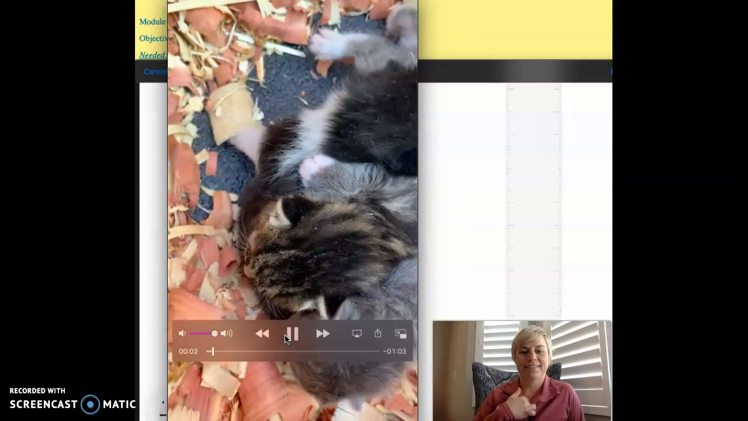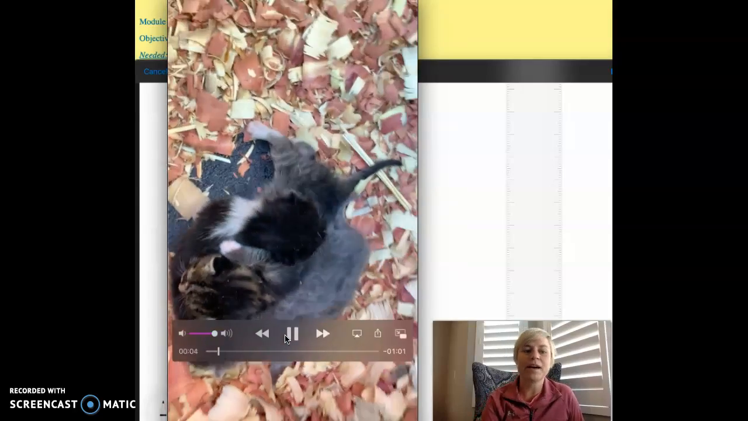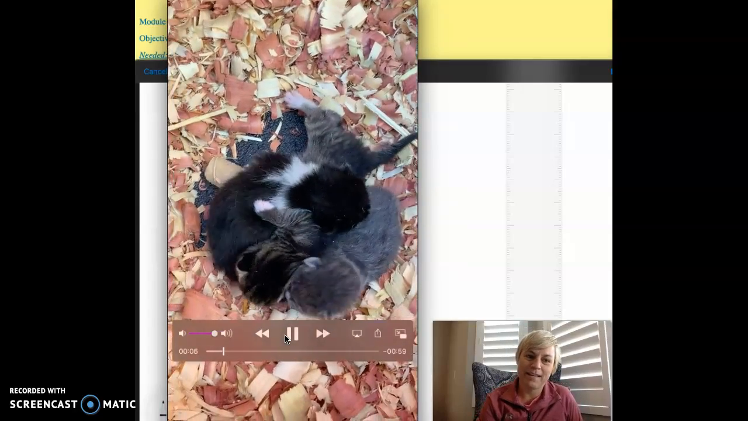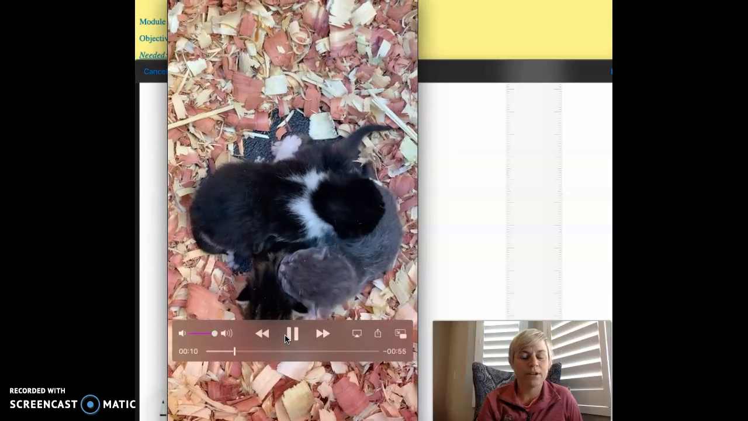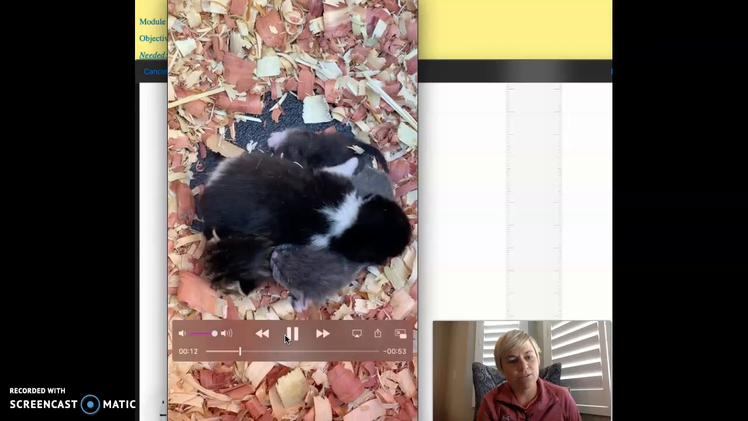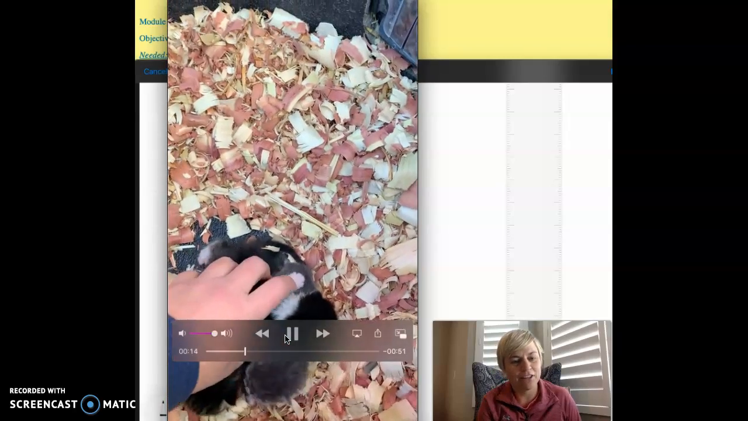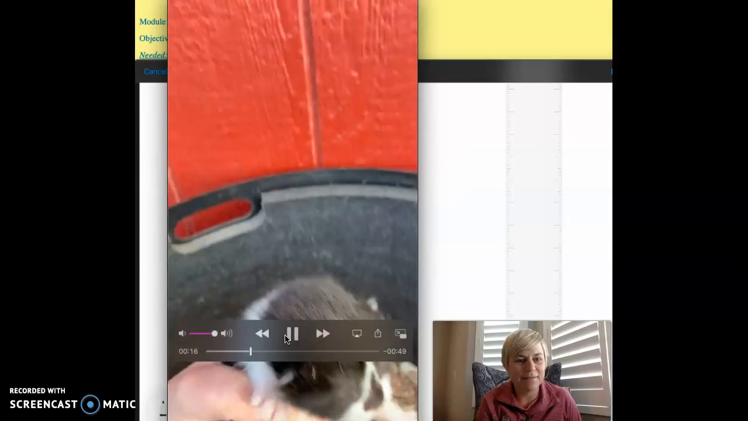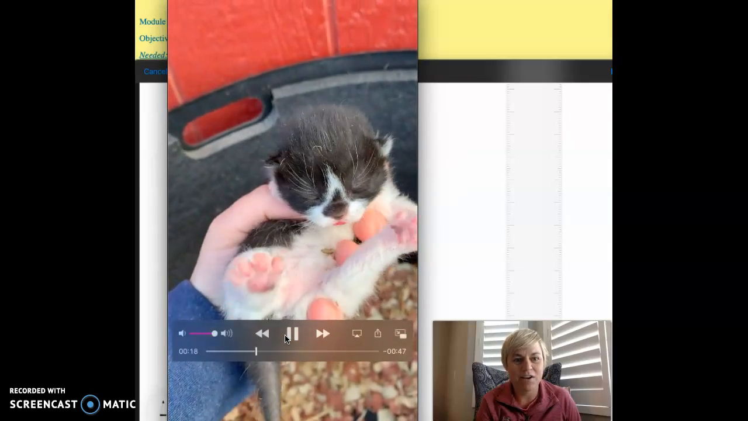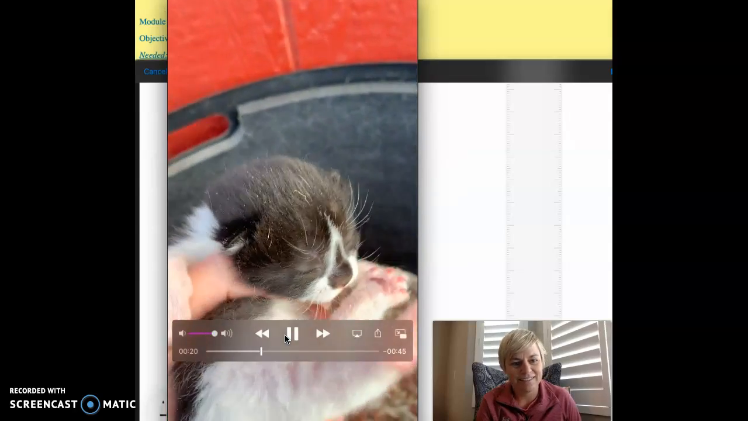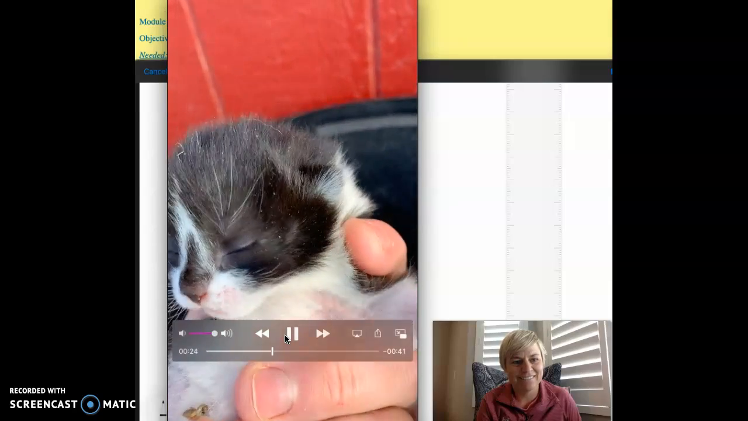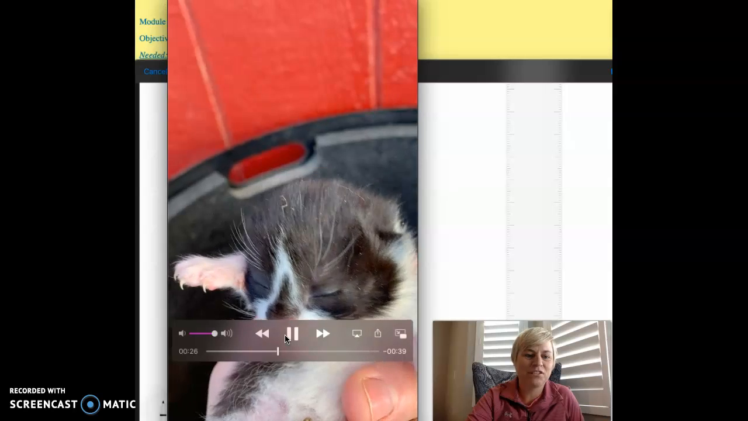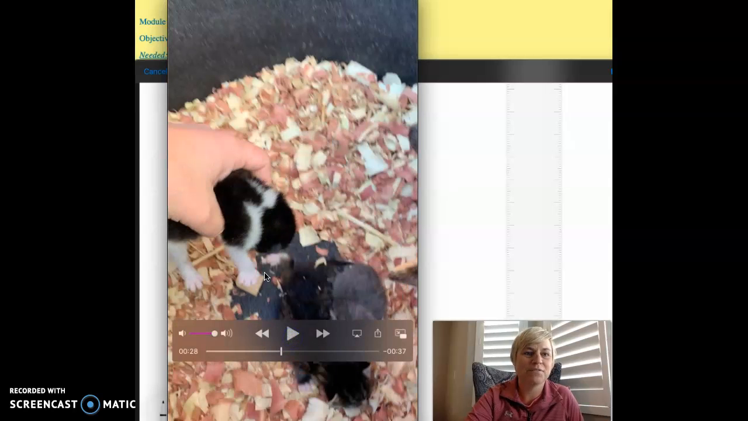I don't know if everyone saw the video I posted, but my cat had 3 baby kittens last week and they are about a week old now. And they are adorable. I'm having a lot of fun with them. Can't wait till their eyes are open. They're not open yet. They're so cute. So, if you haven't seen that video, there you go.